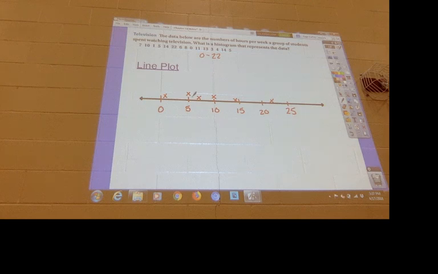6, 8, 0, 11, 13, 3, 4, 14, and 5. There is my line plot. So typically on a line plot, I'm able to see more data, to see which value occurs the most times. Why? Because it's taller than everybody else, right? So you can see that quickly.